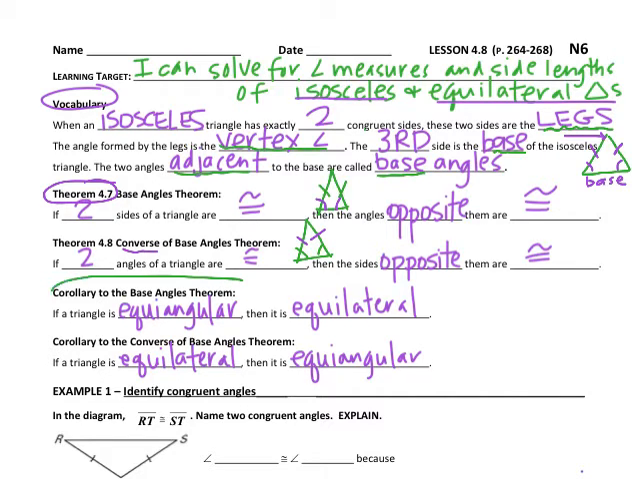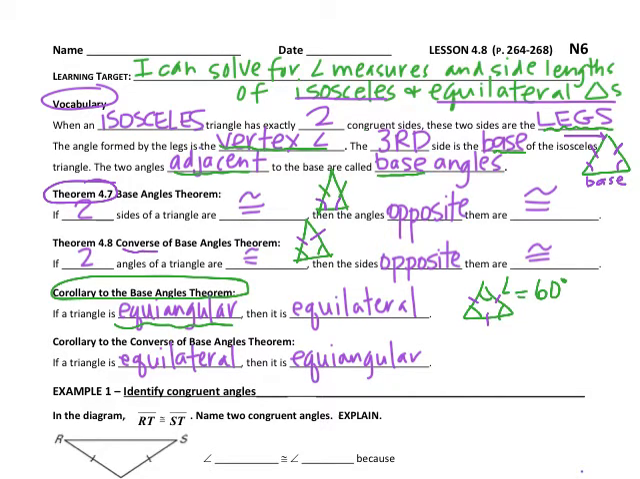And then we have a corollary to the base angles theorem that says if a triangle is equiangular, where all the angles are the same measure, so each angle is going to be equal to 60 degrees, then it is also equilateral. So therefore, all the sides are the same length.